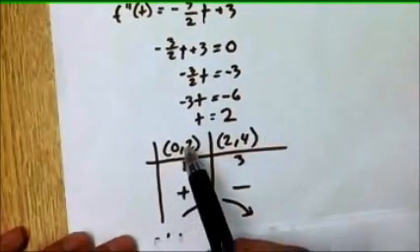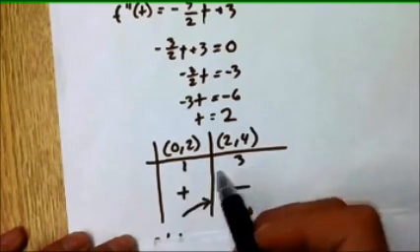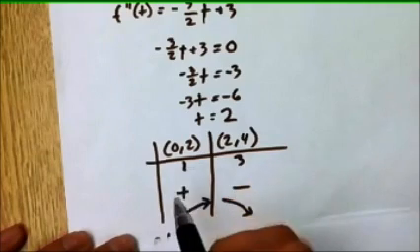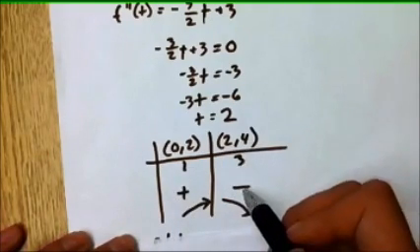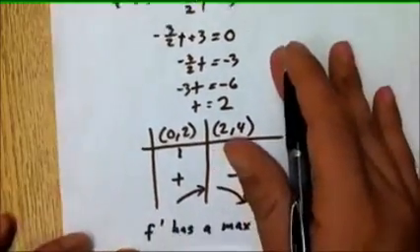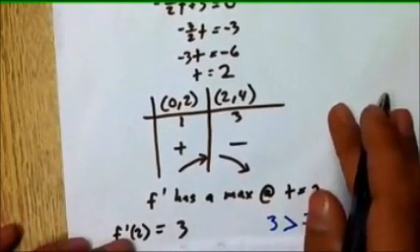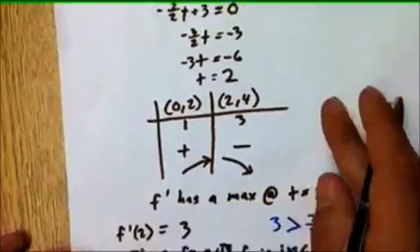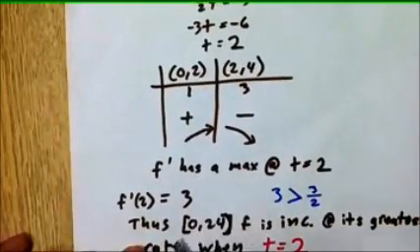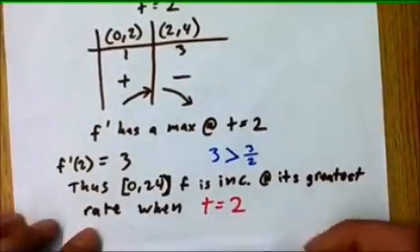So from the interval from 0 to 2 and 2 to 4, I chose 1 and 3. When I chose 1 and I plug it back in, I get a positive, and it's increasing. From 2 to 4, I chose 3, which is negative, and it's decreasing. So f prime has a max at t equals 2. And when I plug that back in, f prime of 2 equals 3. And 3 is greater than 3 over 2. Thus, on the closed interval from 0 to 24, f is increasing at its greatest rate when t equals 2.